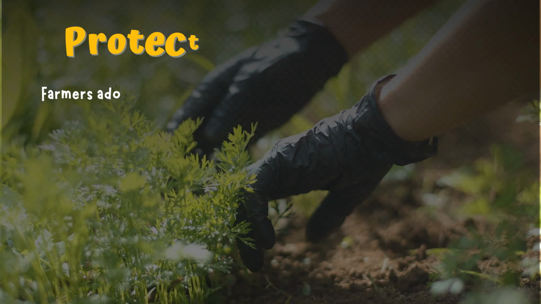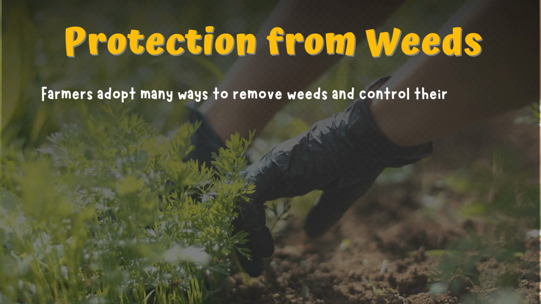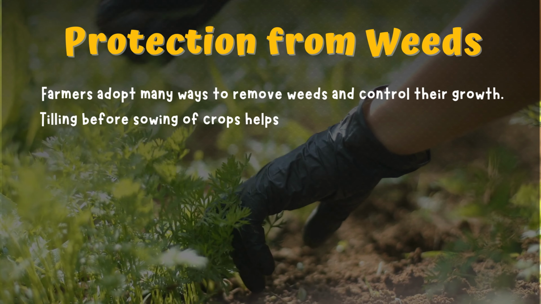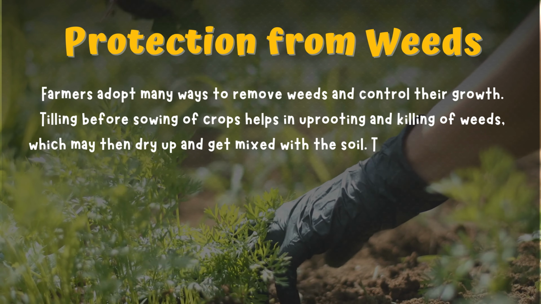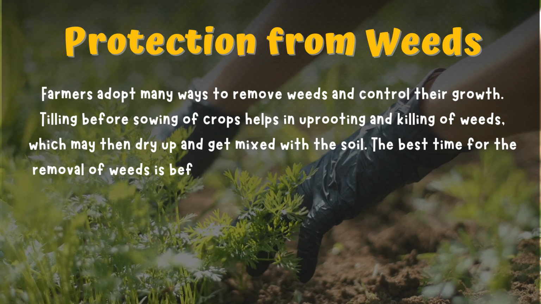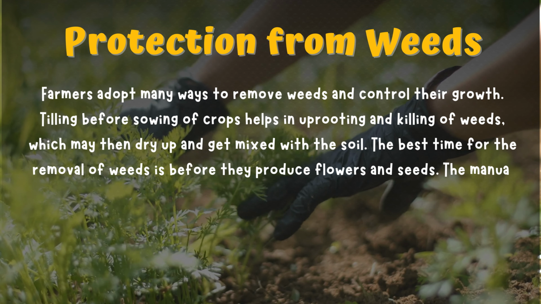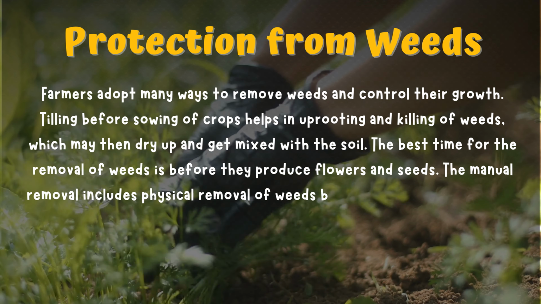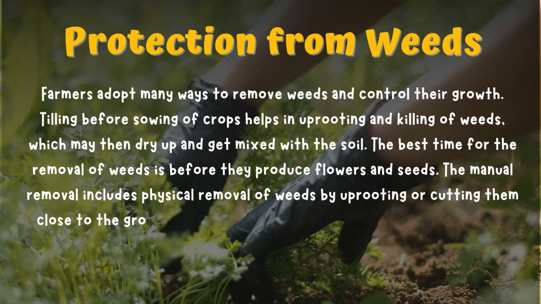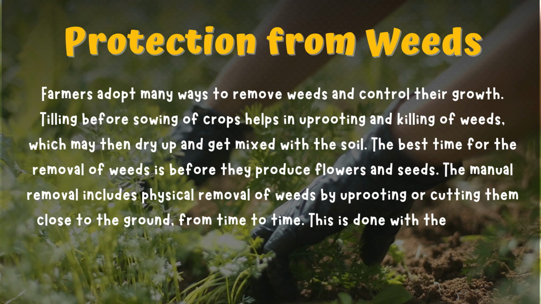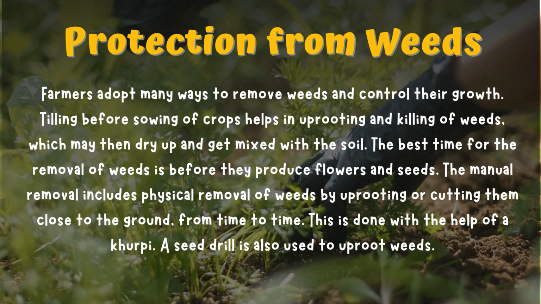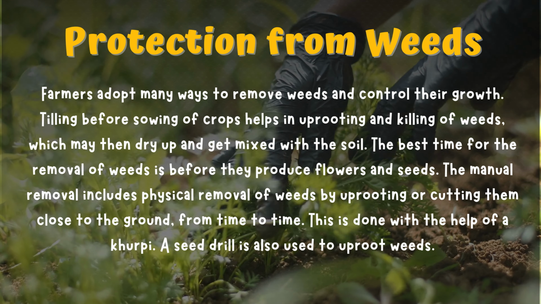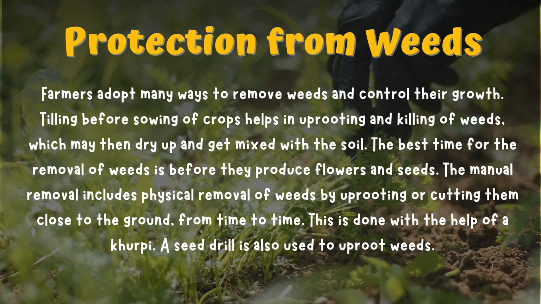Farmers adopt many ways to remove weeds and control their growth. Tilling before sowing of crops helps in uprooting and killing of weeds, which may then dry up and get mixed with the soil. The best time for the removal of weeds is before they produce flowers and seeds. The manual removal includes physical removal of weeds by uprooting or cutting them close to the ground from time to time. This is done with the help of a khurpi. A seed drill is also used to uproot weeds.